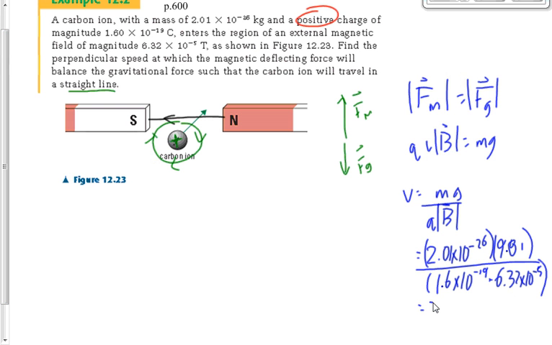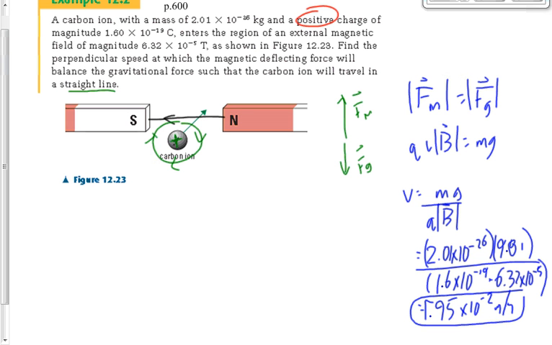Bryce, you got 1.95 times 10 to the minus 2 meters per second. That's a pretty slow speed. Usually the speed of charged particles that we get from questions is quite a bit bigger than that. Okay, but this isn't impossible. It's just unusual, that's all.